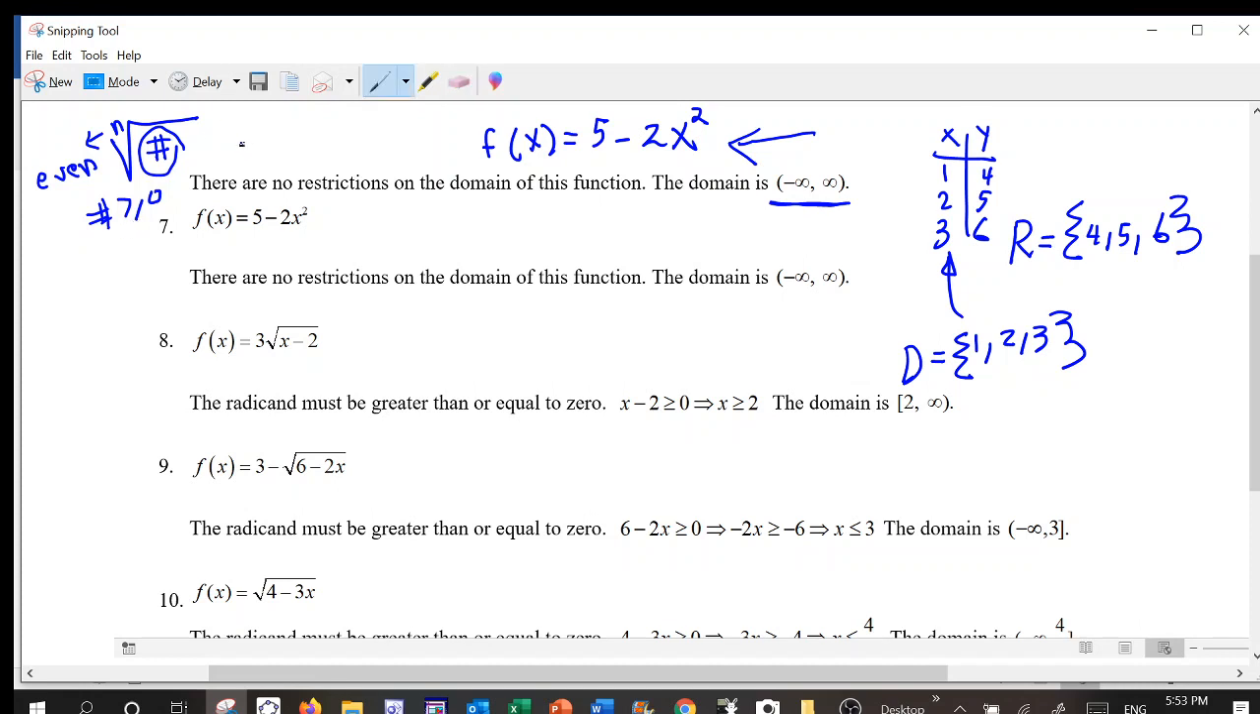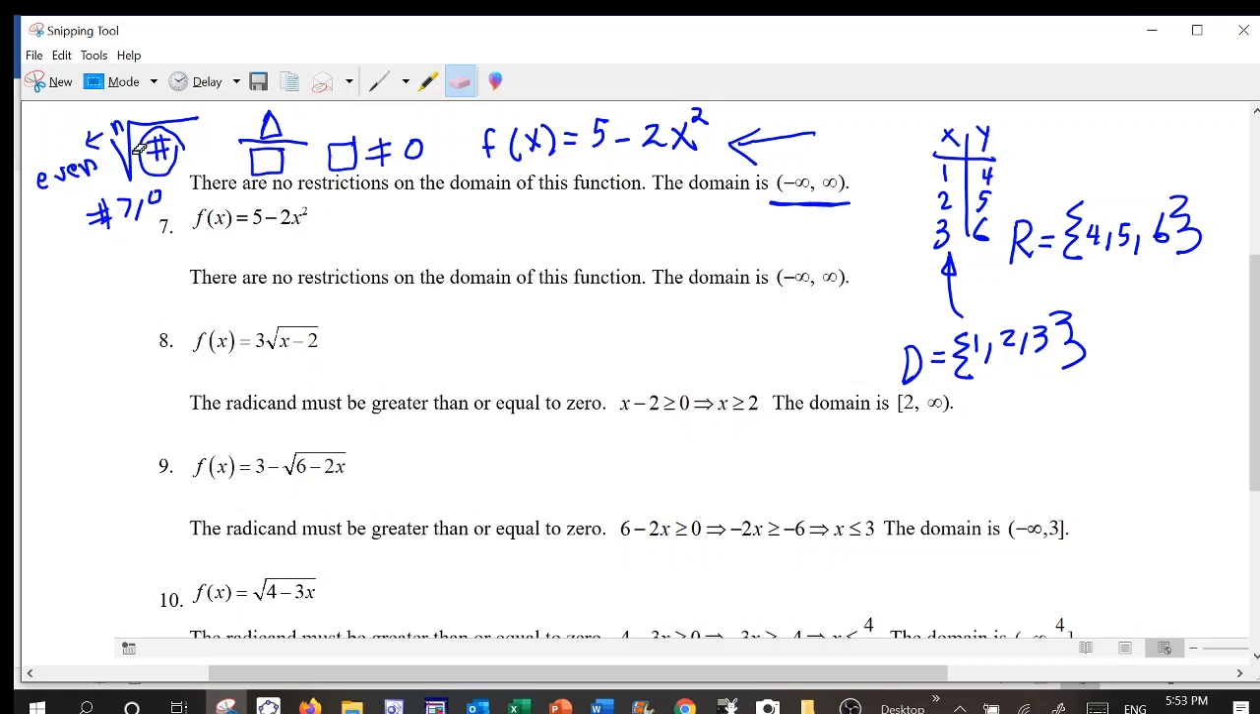Another limitation that we might have is when we have a denominator. If we have an expression that has a denominator, the denominator cannot be 0. So if we have one of these, then we have to make sure that when we write the domain, we have to exclude the numbers that make the denominator 0.